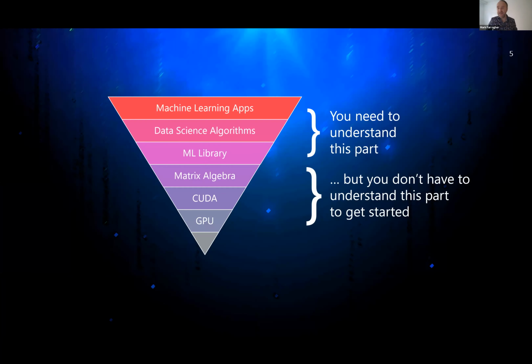I have no idea how CUDA works. I know it exists, and I know that I need to install a CUDA driver to be able to run my neural networks, but I've never looked at the CUDA API. So I don't have that knowledge, and I can be productive with neural networks without it.